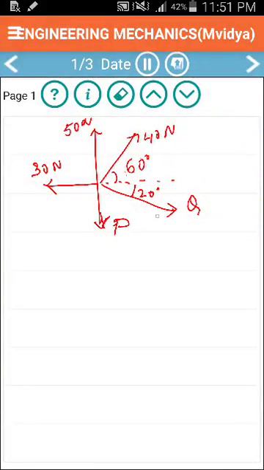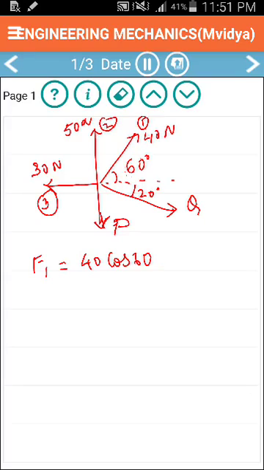We have to find forces P and Q such that the resultant of the 5 forces P, Q, and 40 newtons, let me call this force 1, and 50 newtons as force 2, and 30 newtons as force 3. So the resultant of these 5 forces is 0. So if I write, F1's x component is 40 cos 60 and y component is 40 sin 60 j cap.